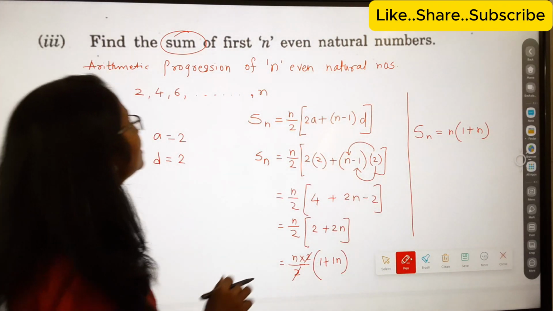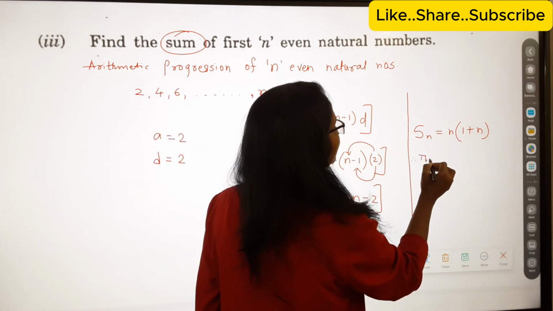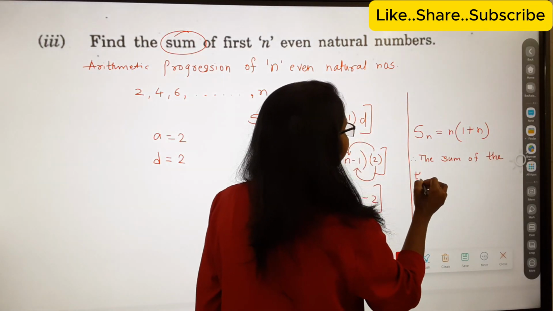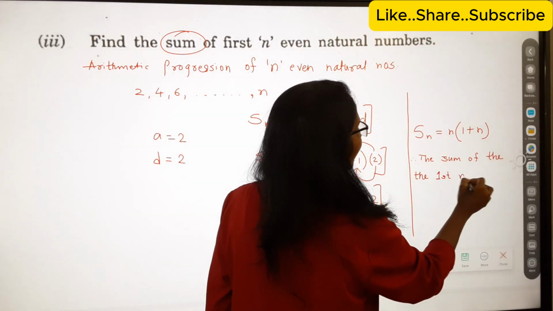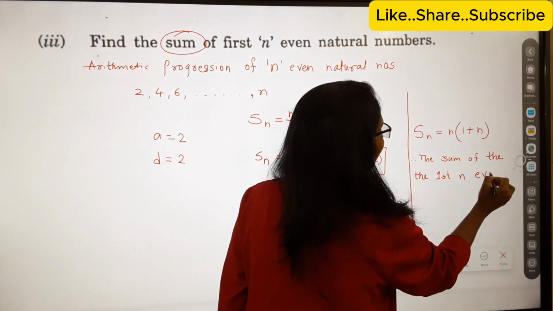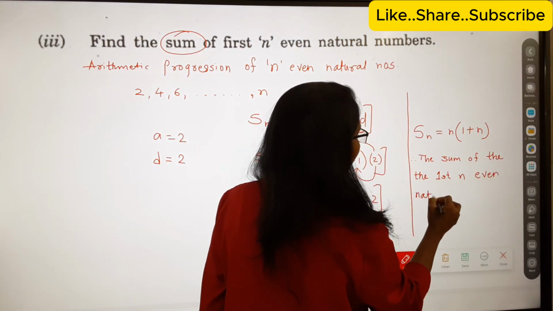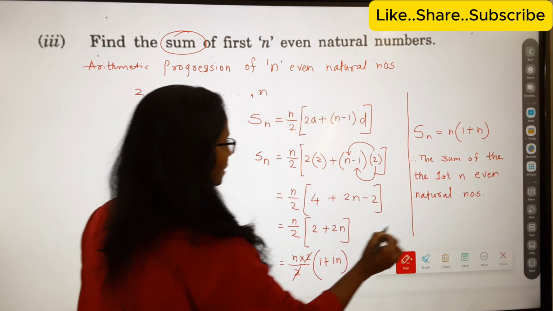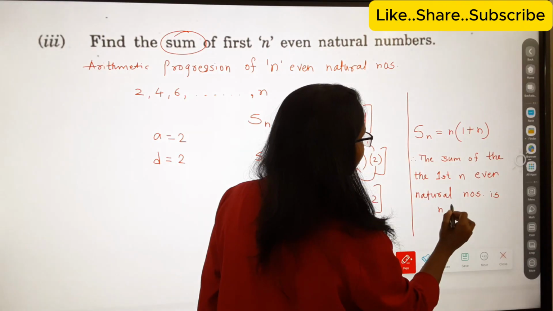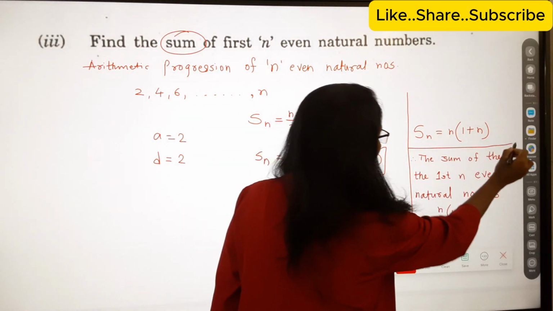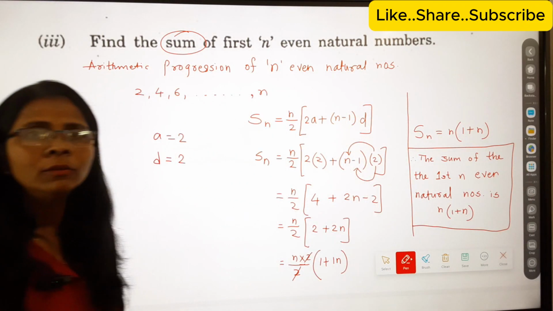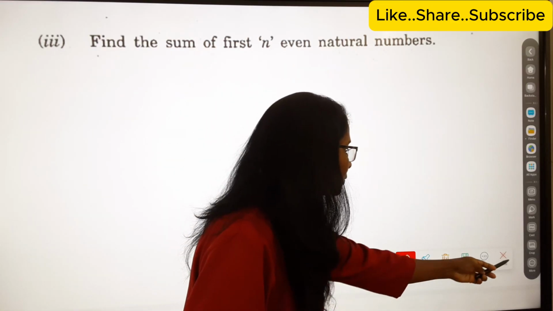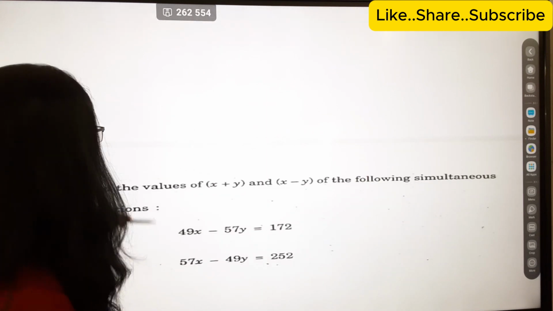Therefore, the sum of the first n even natural numbers is n(1 plus n). Okay, students, got it? Now the next question.